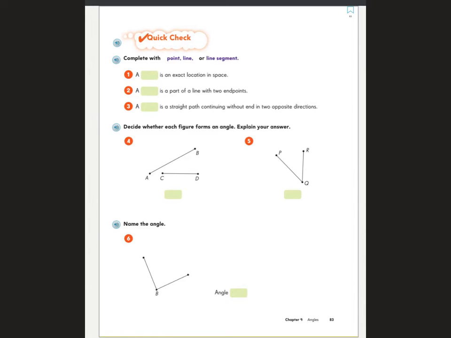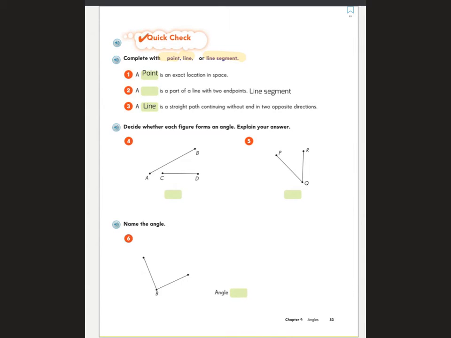For numbers 1, 2, and 3, you're going to choose which of these vocabulary words is the best fit. You're going to fill in the blank with either the word point, line, or line segment. You can always look back to page 81 in your textbook to see what those words mean. I'm going to pause the video now, or you can pause the video. Try those first 3 questions, then hit play and you can check your answers.